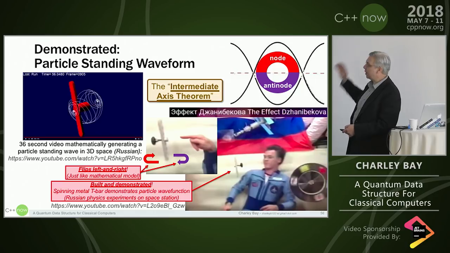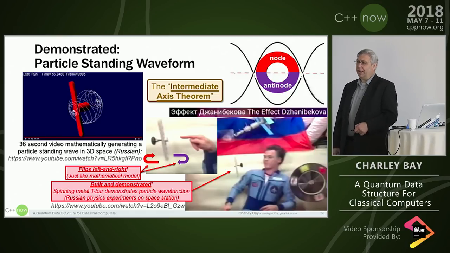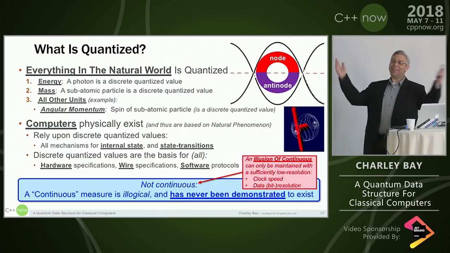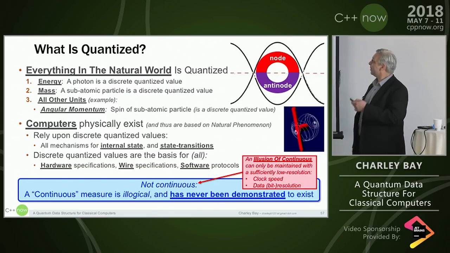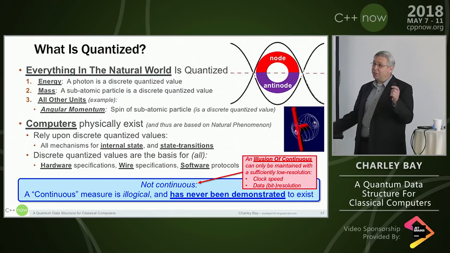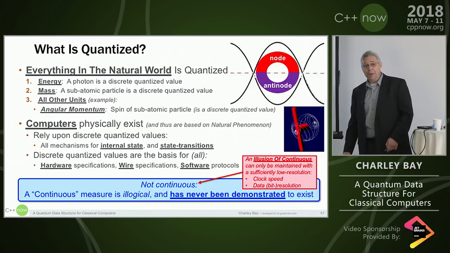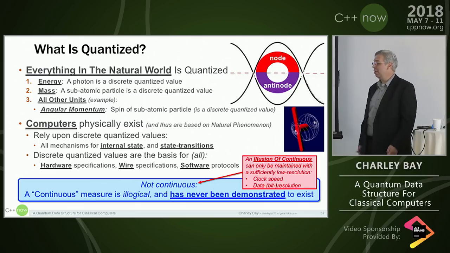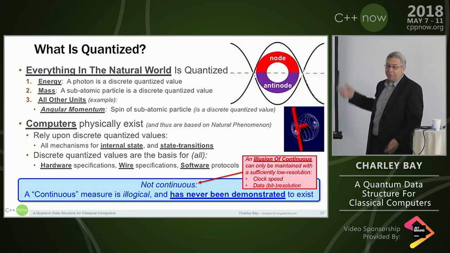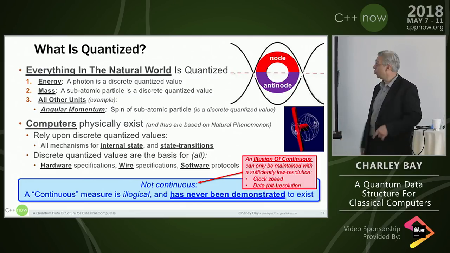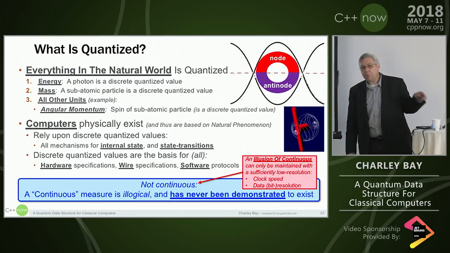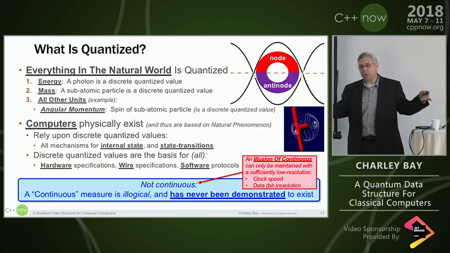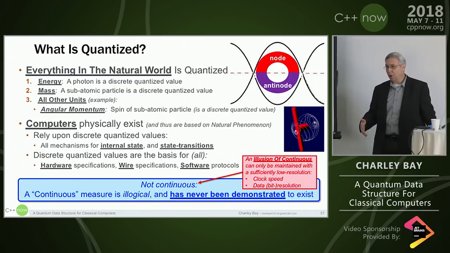So that's it. That's the universe. That's everything. There's no solid anything. They're all standing waves. What's quantized? Everything's quantized, because everything's a stair step. Everything in the natural world: energy, mass, angular momentum. Pick a metric, it's quantized. There's a discrete resolution, always. And computers, well, they physically exist, so you know everything in there is quantized. But a continuous measure doesn't exist. Everything's stair step. Everything is broken down into discrete values within a quantized range, always.